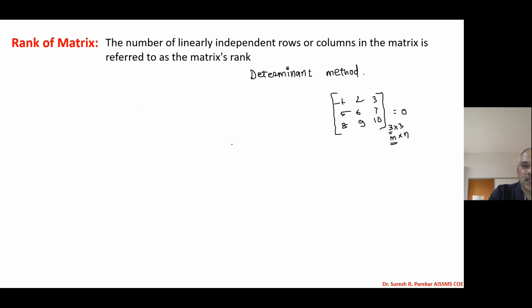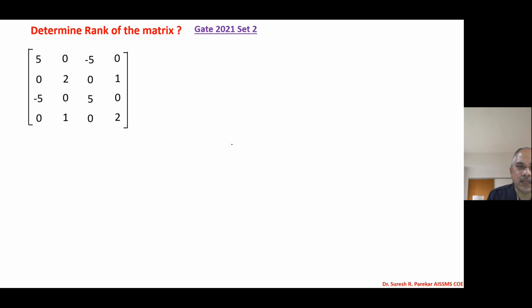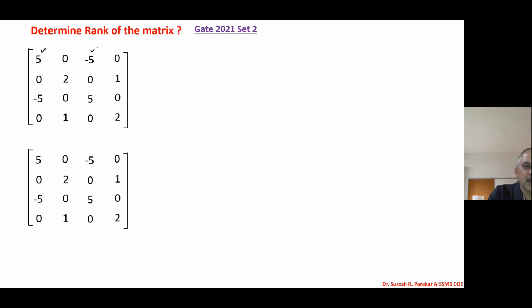Now, how will we go about this? You can see this: determine the rank of the matrix. This was asked in 2021. This problem is given, and we are interested in calculating its rank. Now you can see that these columns are not independent, so we will go for this a little bit.